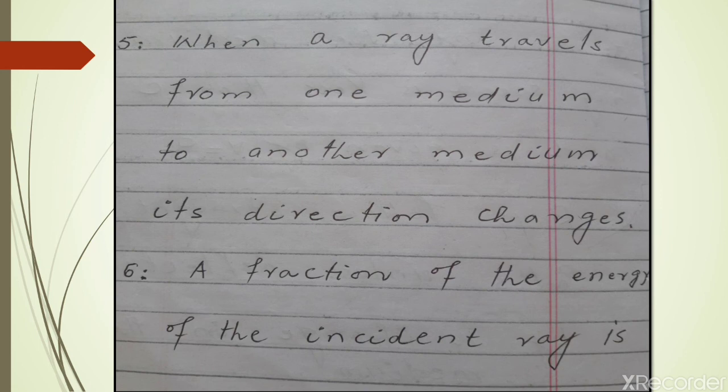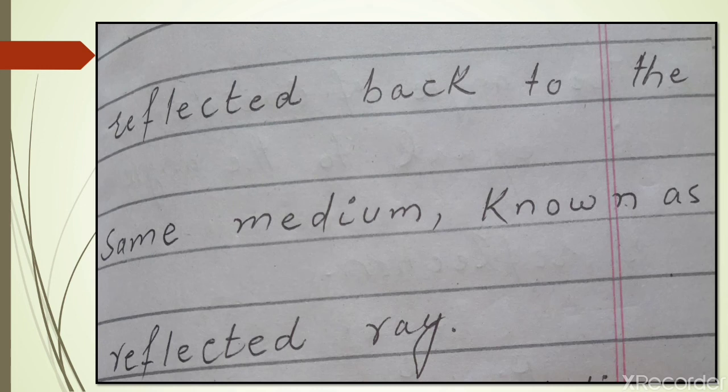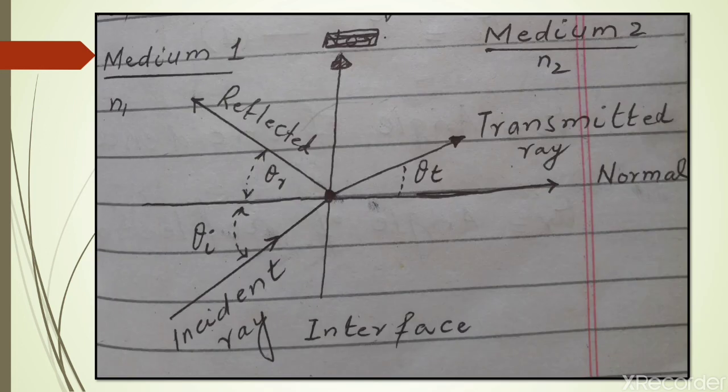Whenever a light ray travels from one medium to another medium, a fraction of the incident energy is reflected back to the same medium. And this ray, which is reflected back to the same medium, is known as reflected ray. This situation is shown in this figure.